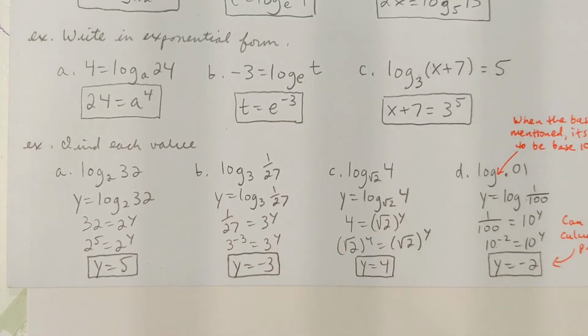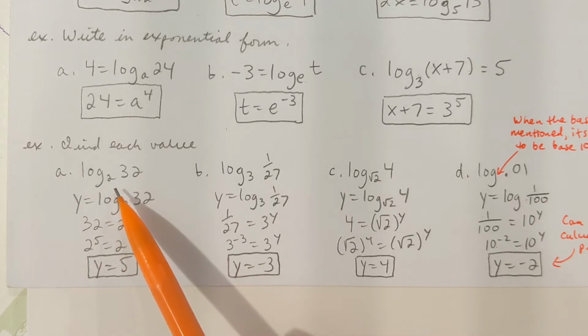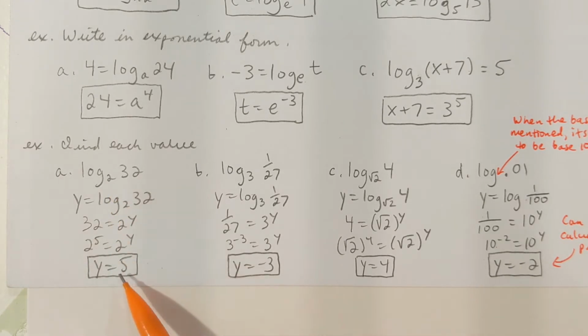Now remember that with an exponential equation, you want to solve by trying to get the same base on both sides. We looked at that in section 5.3. I can do that here. I can get base 2 on both sides. I know that 2 to the 5th is 32, so where I see the 32, I'll rewrite that with 2 to the 5th. And now I've got base 2 on both sides. I can remove the 2's and set the powers equal, and it looks like y is 5. So log base 2 of 32 is equal to 5.